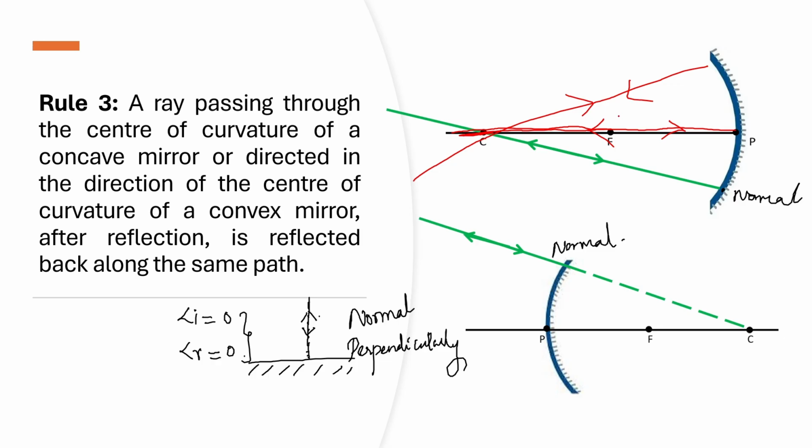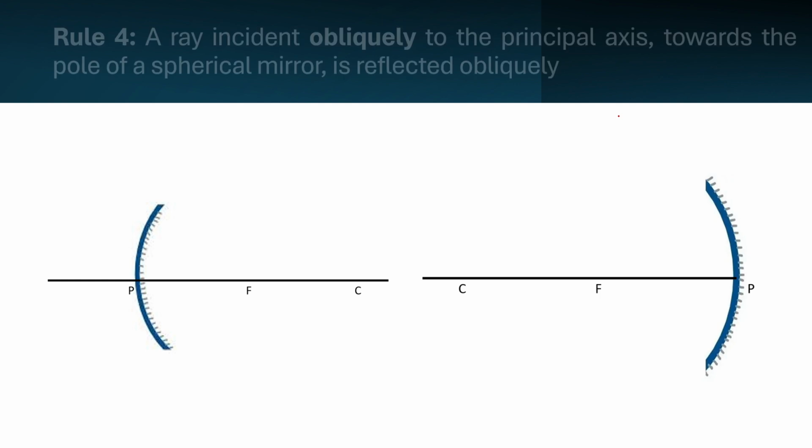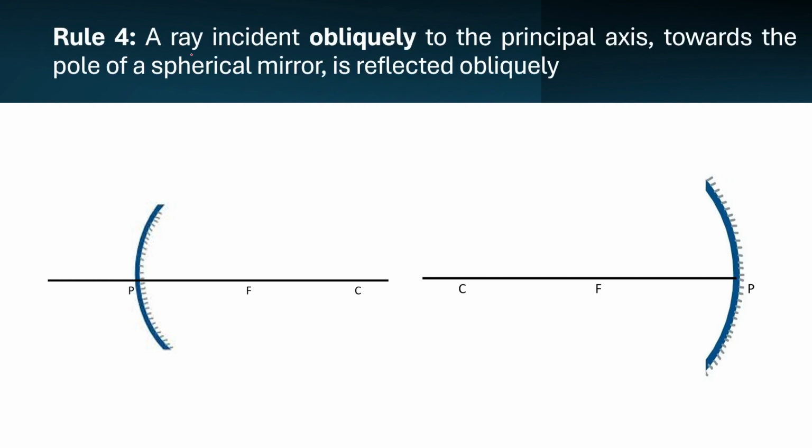Now the last rule, rule 4. Again we have to draw a concave and convex mirror and label all the points. So rule 4 says a ray incident obliquely. What do you mean by obliquely? Obliquely means slanting, making some angle to the principal axis. So a ray which hits the mirror in a slanting manner towards the pole of the spherical mirror is reflected obliquely. This is the meaning of obliquely: with some angle with the principal axis, in a slanting manner.